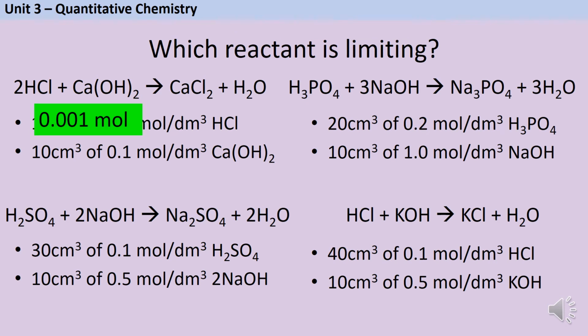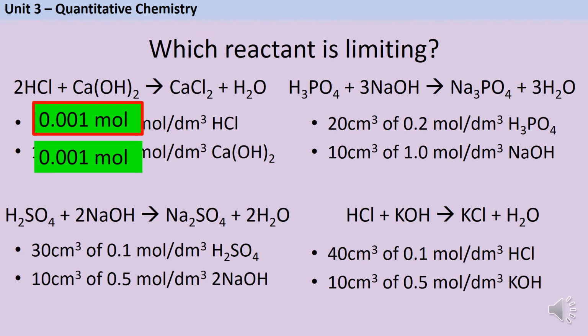And then because I've used exactly the same numbers for my second reactant, I also have 0.001 moles of calcium hydroxide. So I have equal numbers of moles, but actually I do still have a limiting reactant, because if I look at my symbol equation, I can see that I need twice as many moles of hydrochloric acid as of calcium hydroxide. So actually, if I have 0.001 moles of calcium hydroxide, I would need 0.002 moles of hydrochloric acid in order for them all to react, and I don't have that. So my hydrochloric acid is limiting. Pause the video here and go through the process for the remaining 3 questions.